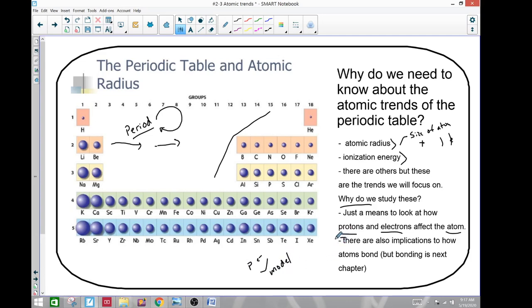But there are also lots of implications in bonding, which we'll see in the next chapter. And as you move on, the size of atoms really matters in organic chemistry, as far as why one reaction happens where another one doesn't happen, and how vigorously they happen. So there's lots of stuff involving sizes of atoms.